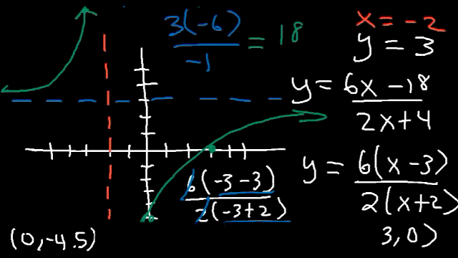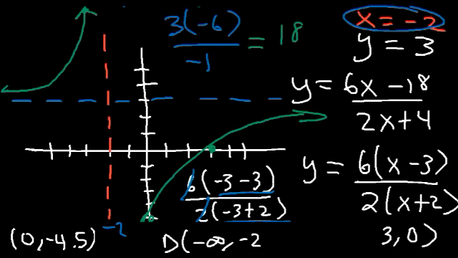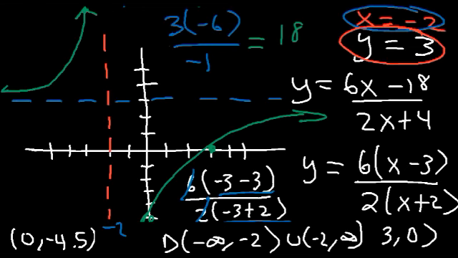Now, what do you think the domain and range of the function is going to be? How can we figure it out? Feel free to pause the video and see if you can get the answer. So for the domain, all we need to do is remove the vertical asymptote, negative 2. x could be anything except negative 2. So it's going to be negative infinity to negative 2 union negative 2 to infinity. And for the range, simply remove the horizontal asymptote. So the range for the function is going to be negative infinity to 3 union 3 to infinity.